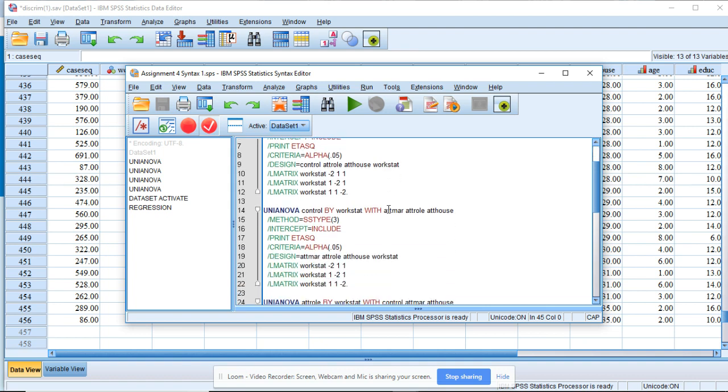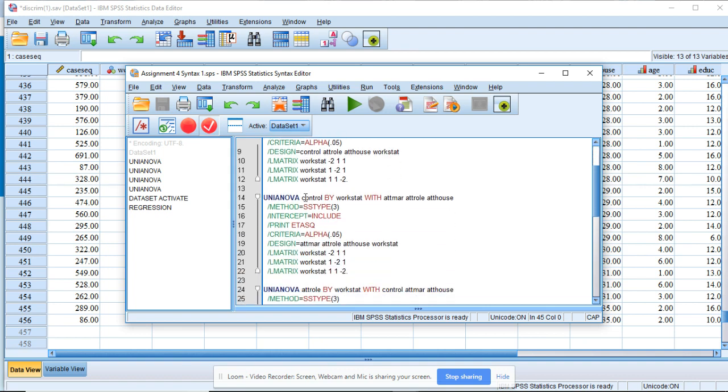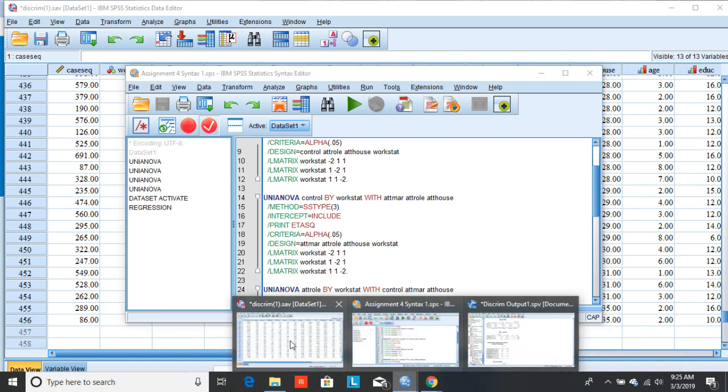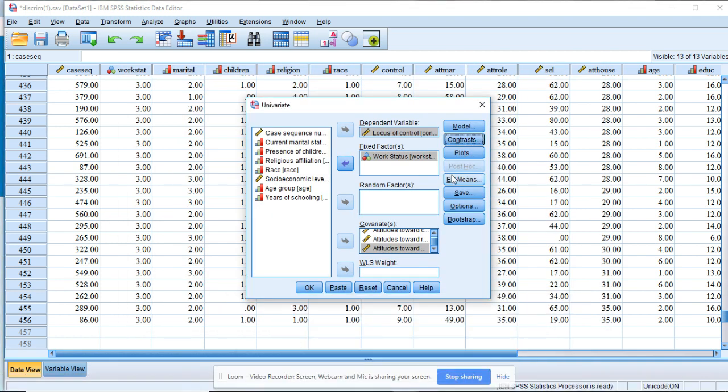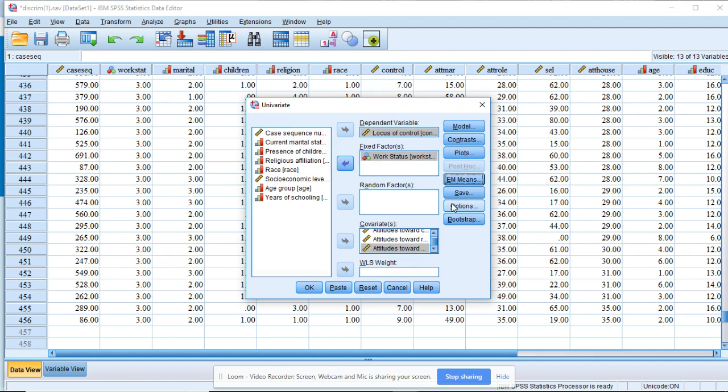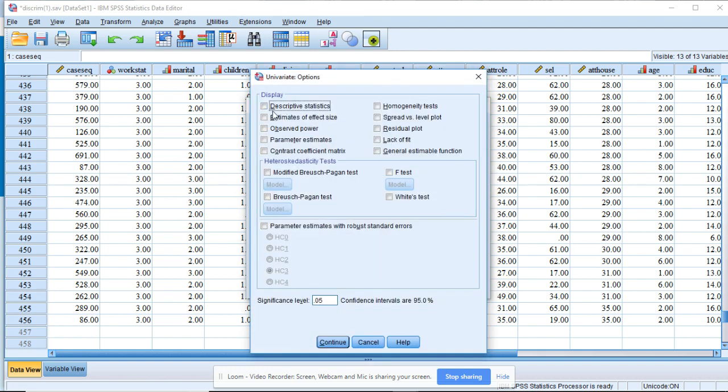I think what I do, locus of control, so I think it's this one. Control by workstat with @mar @role @house. You should have all of this. Oh, if you don't have print eta square, you can go back and check that off. Let me see. Means no. Sorry, I can't remember. Options. Oh yeah, estimates of effect size.